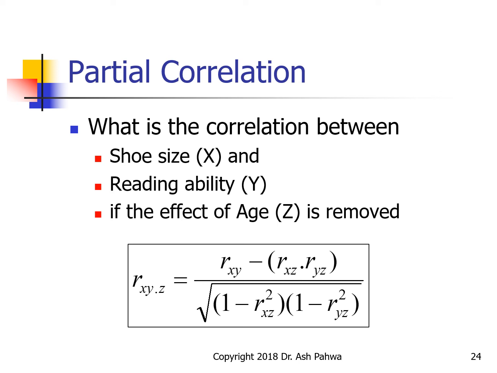Now we are not going to derive this formula. The derivation of this formula is given in many books on statistics. But we are going to take this formula result and compute the value of the correlation between shoe size and the reading ability by removing age in the next slide.